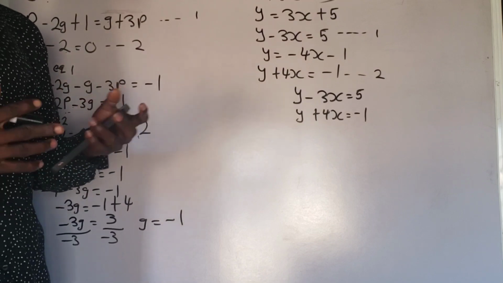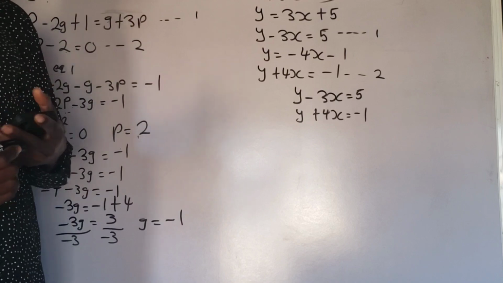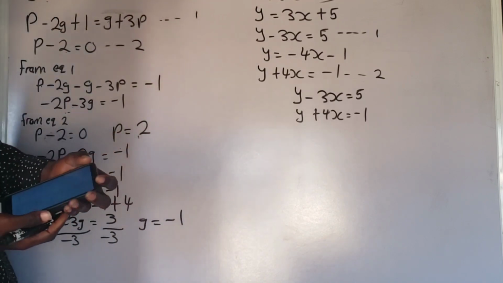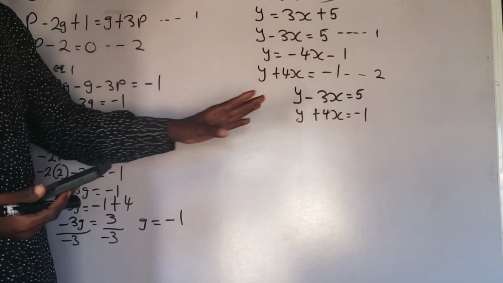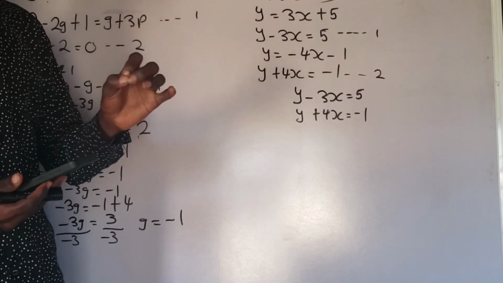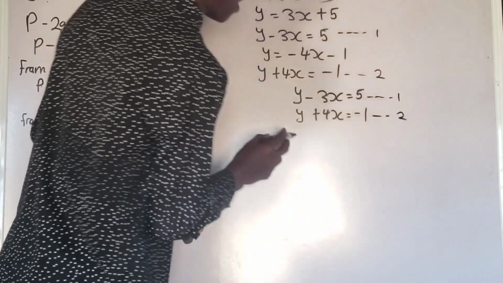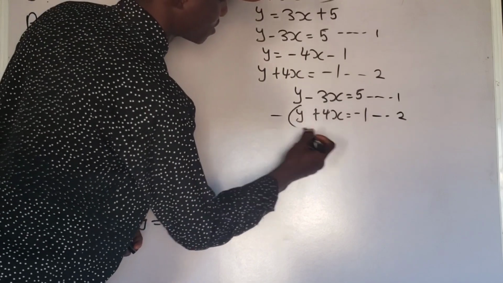All this you have learned in our previous class. We modify the equations to make the coefficient of the unknown that we want to eliminate the same in both equations. But now, the coefficient of y which I want to eliminate is already the same, so there is no need for modification. In this case, I'm only proceeding with subtracting. I'm going to subtract equation 2 from equation 1.